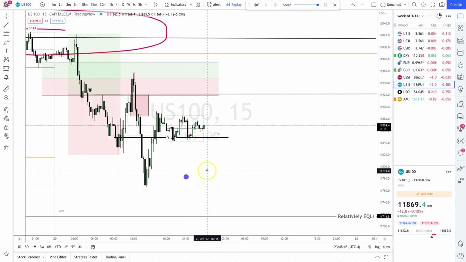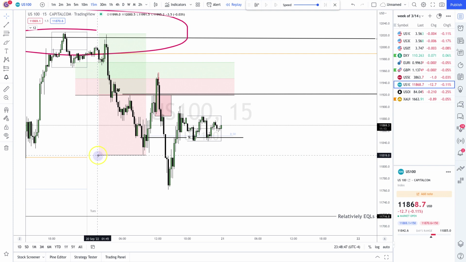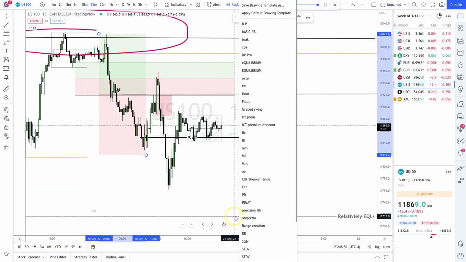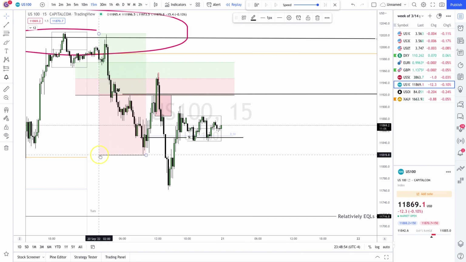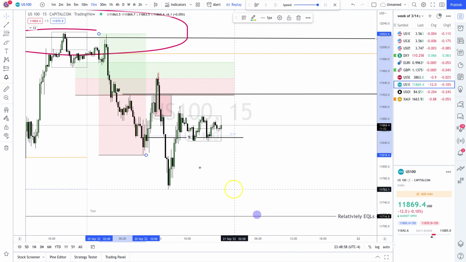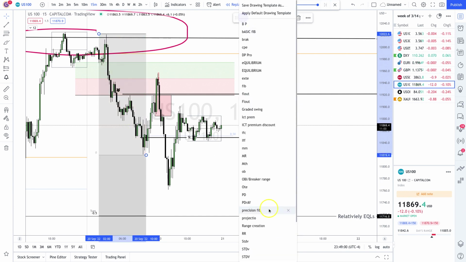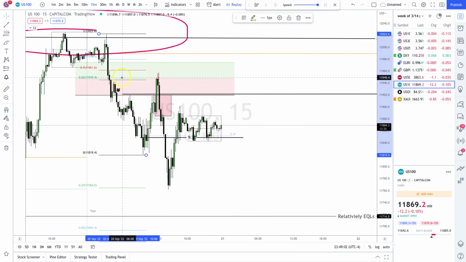Here, right? All right, so this is just an optimal trade entry. Wow. Okay. See that? 62%, right? So this was just an optimal trade entry. We take out this high.